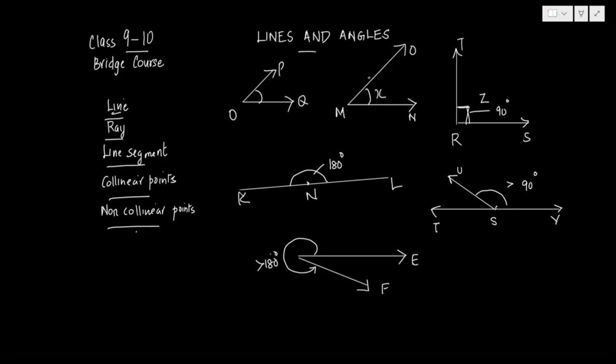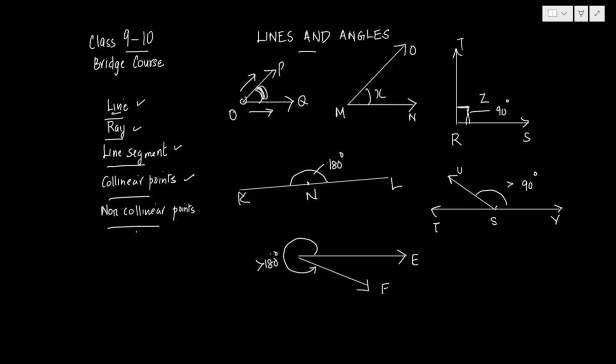Okay, so let us continue our discussion with lines and angles. We talked a little bit about lines. What is a line? What is a ray? What is a line segment? What are collinear and non-collinear points? Now we will talk about angles. What is an angle? So you take a point, let's call it O. A ray starts from O and goes in this direction. Another ray starts from O and goes in this direction. So when 2 rays start off from the same point, they form what is called an angle. In this case POQ is the angle here.